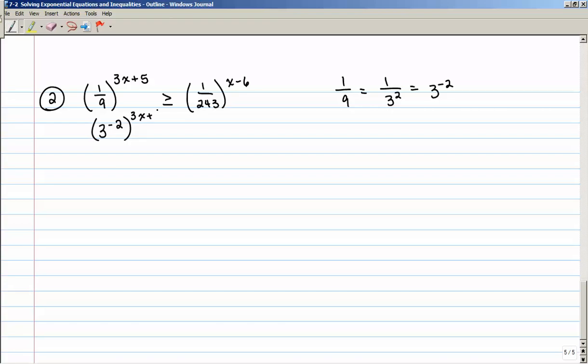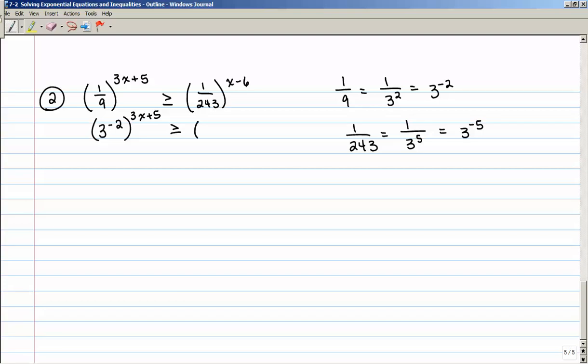raised to the power of 3x plus 5 is less than or equal to. Now I need to figure out, can I write 243 as 3 raised to some power? So grab your calculator. You know what 3 squared is, 3 to the 3rd, 3 to the 4th, 3 to the 5th. Just keep trying until you get what 243 is. So 243 is actually 3 to the 5th power. Okay, so 1/243 is 1/3 to the 5th, which is equal to 3 to the -5th power.